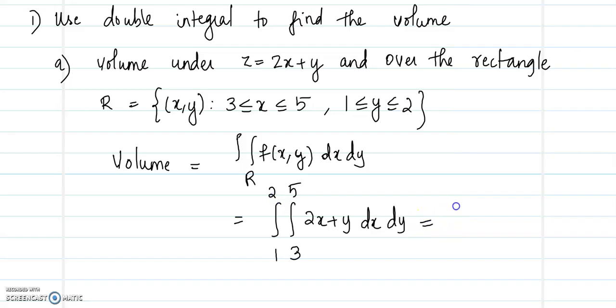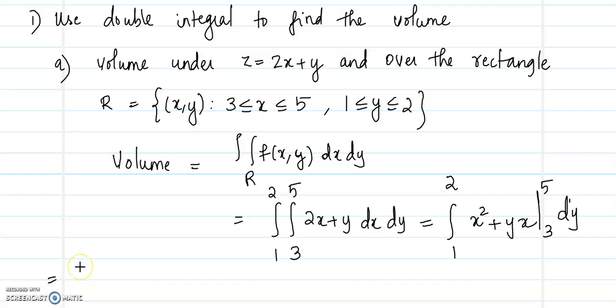So upon integrating this, we'll get integral 1 to 2. So first we need to integrate with respect to x. So integral of 2x will be 2x square by 2, which will give us x square, plus integral of y, which will be considered as a constant, then the integral will be yx. Then upon applying the limits, the limit will be from 3 to 5, dy.